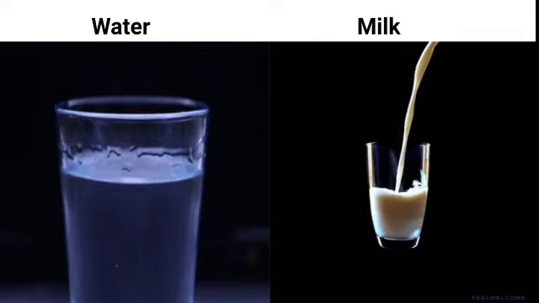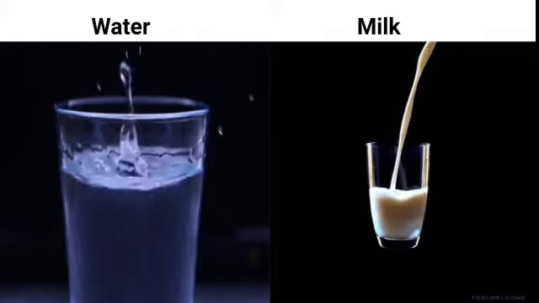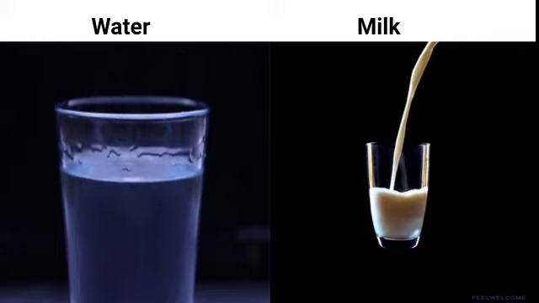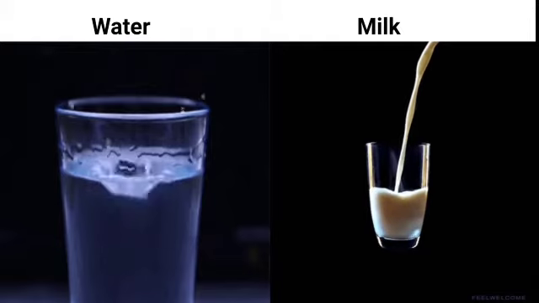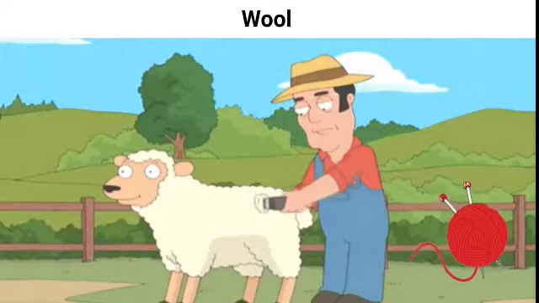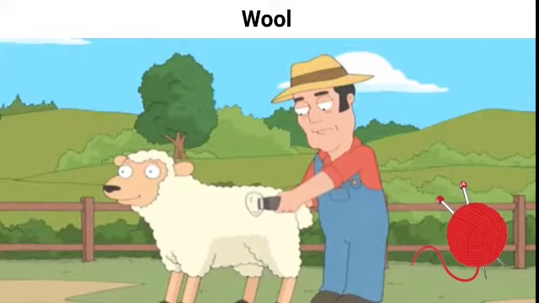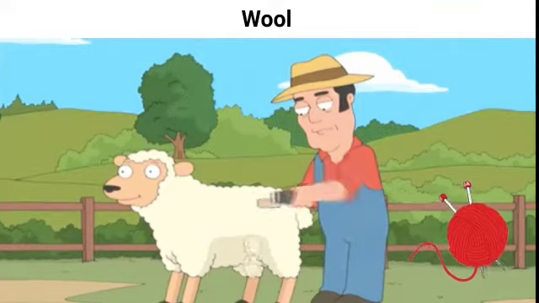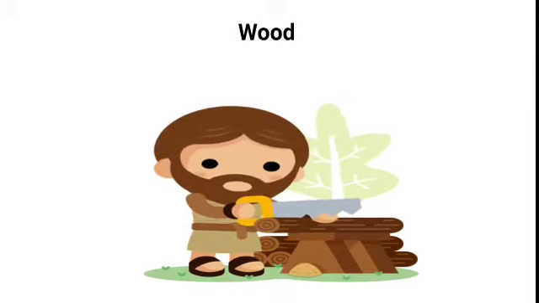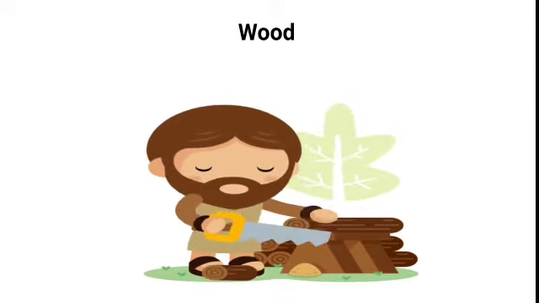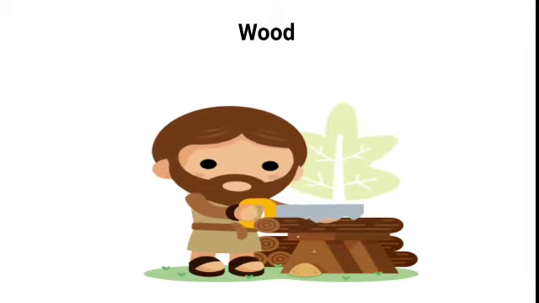First one is water. Water we use for many purposes, especially in cooking. Milk. Milk is used in preparing tea, coffee, shakes, sweets, etc. They are liquids. Next is wool. Wool we get from sheep. Sheep gives us wool, and that wool is used to knit sweaters and other woolen clothes. Next is wood. Wood is a material used for making furniture. A carpenter uses wood to make furniture.